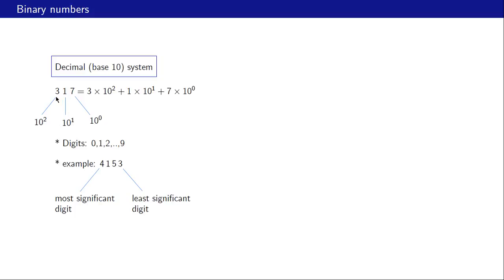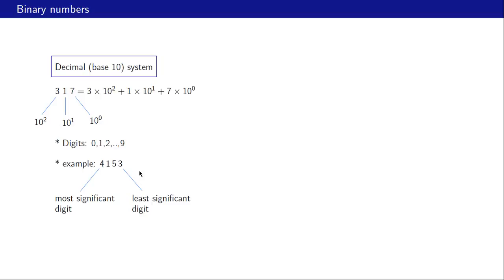These numbers are called the digits, and in the base 10 system the digits of course can vary from 0 to 9, and the leftmost digit is called the most significant digit and the rightmost digit is called the least significant digit. Here is an example, 4153. Here the most significant digit is 4 and the least significant digit is 3.